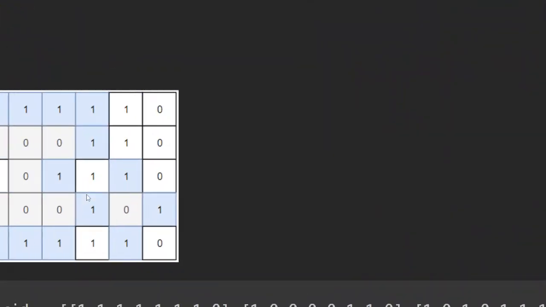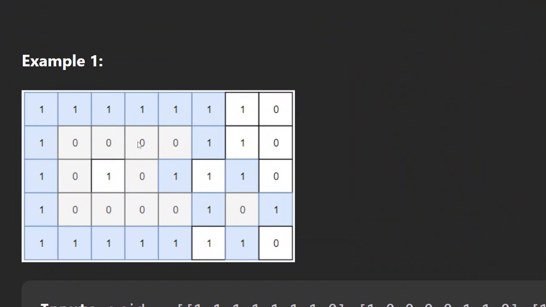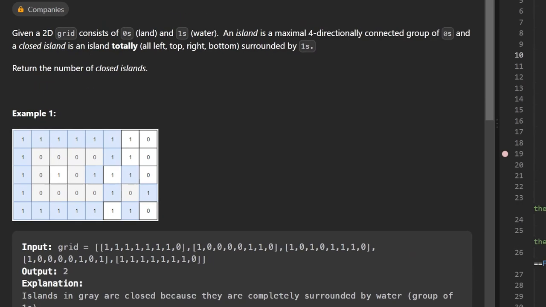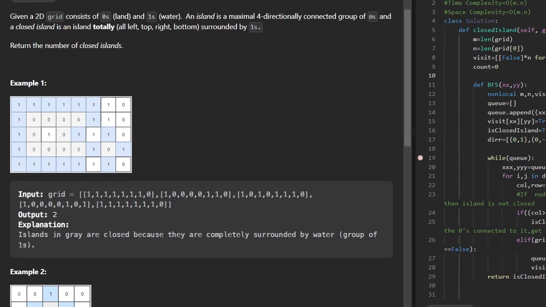And it need not be a single cell, it can be multiple cells as well. For example, see this region, it all starts with zero. Above it all are waters. Similarly, consider this row, left of it all are waters. Similarly, consider this row, bottom of it all are waters, and this row. So this region is also a closed island. In between, there's a water, but that is fine. The definition of closed island: it should be surrounded by water along its four directions. That's why you see the answer as two.